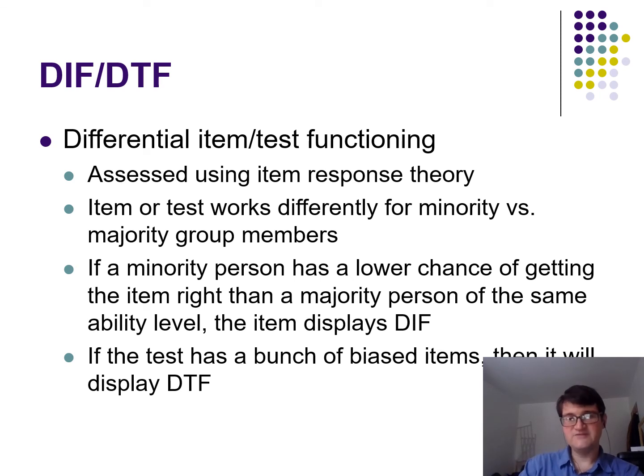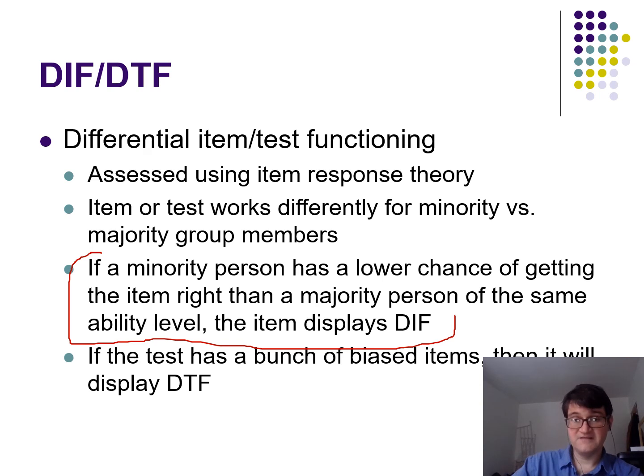So sometimes we can look at it and just say, oh, this item is biased because it assumes cultural or social information that is differentially accessible to individuals from different socioeconomic or cultural backgrounds. But sometimes you just don't know, and so differential item and test functioning is a purely technical way of assessing this. All it does is look to see if a person from the minority group has a lower chance of getting the item correct than a majority person of the same ability level.